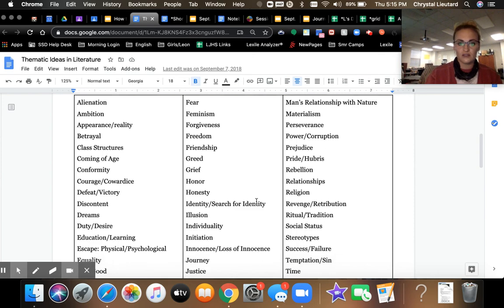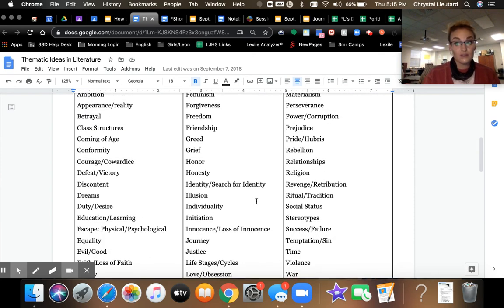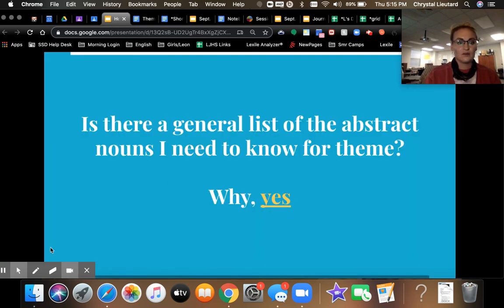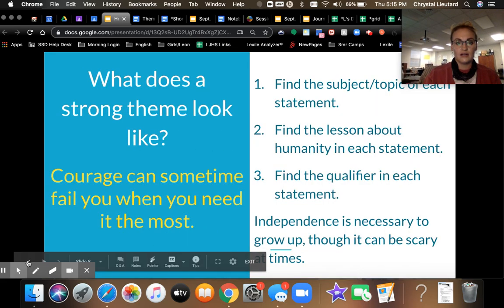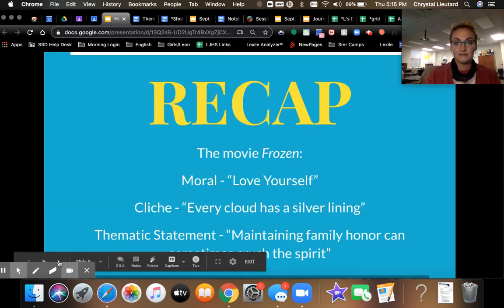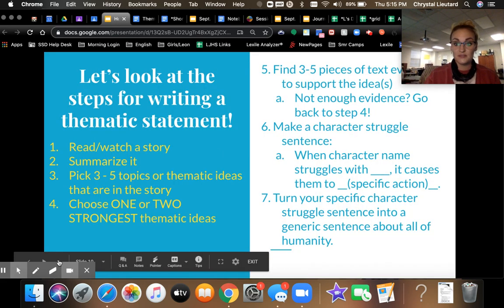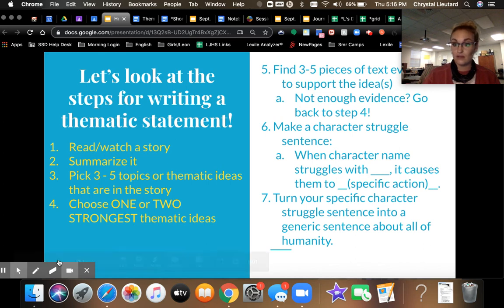I would go through these words, and if you don't know some of these words, you need to take it upon yourself to learn them. These are important concepts that you need to know by 9th grade, okay? So, to recap, we have a thematic statement, right? A comment about humanity, and we have steps to get there. And now you get to go try with a story or your poem for homework. Good luck.